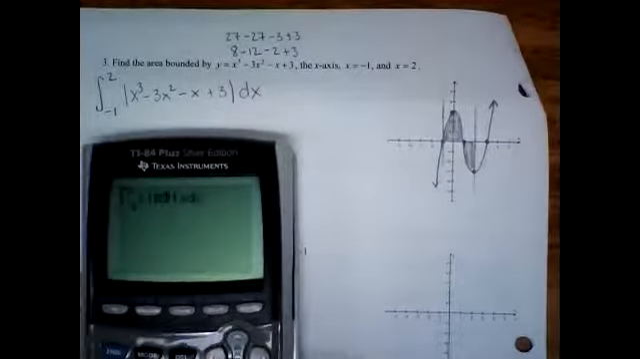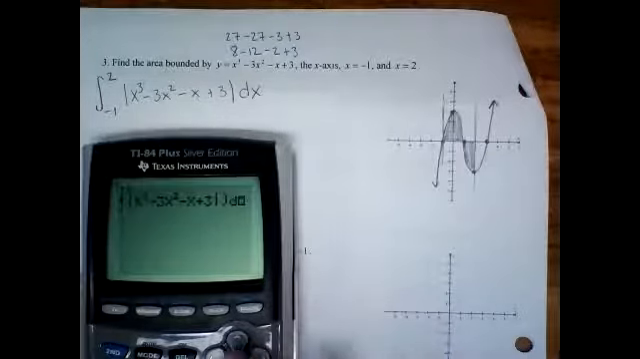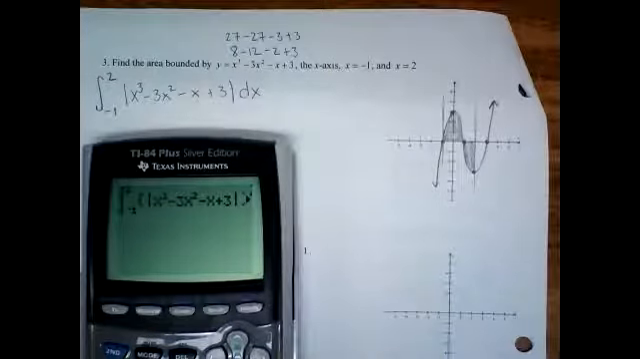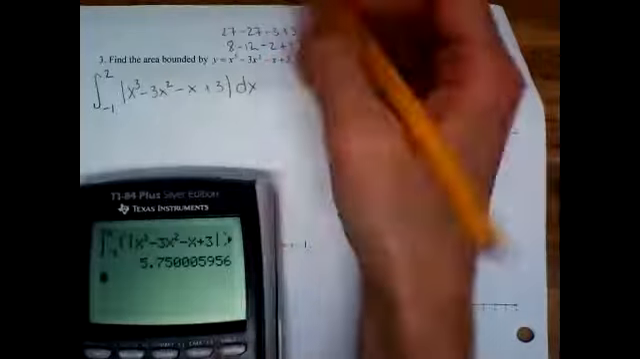Yeah, and again, remember the absolute value ones kind of take a second sometimes. Don't hit any other buttons, just wait. The calculator's just, quote unquote, thinking. And you should get 5.750.